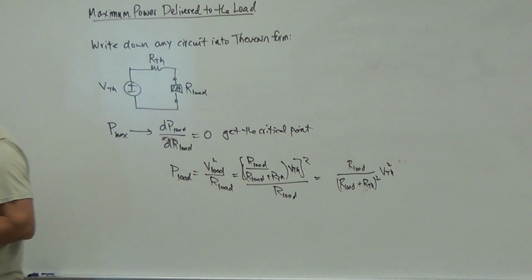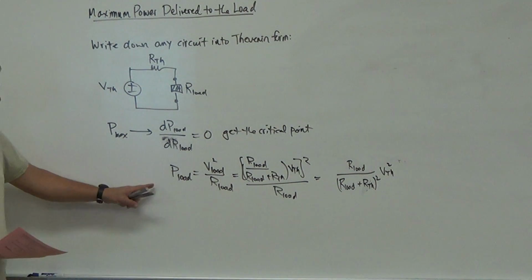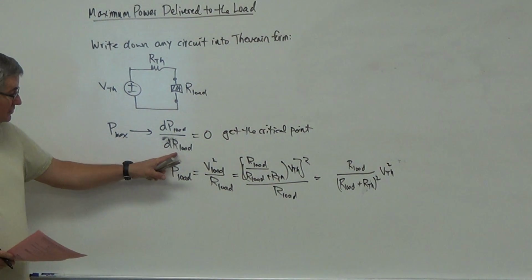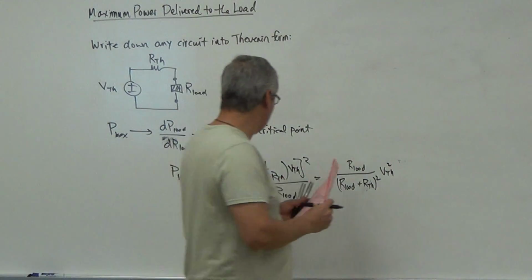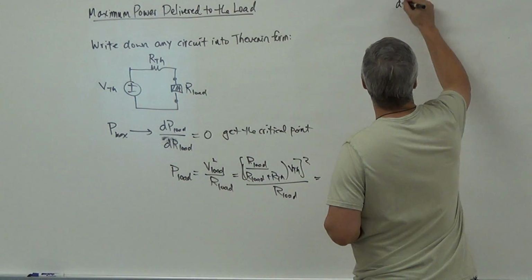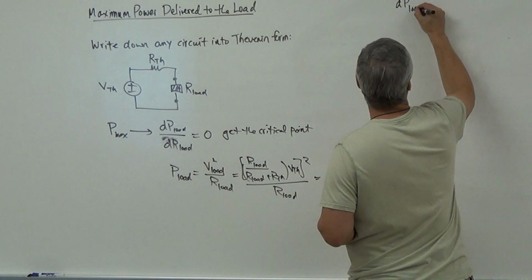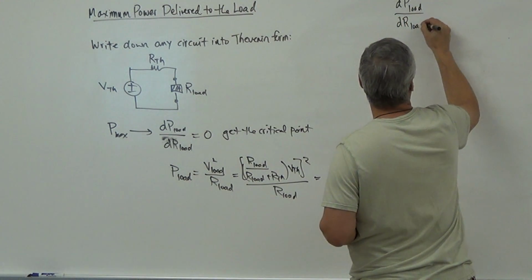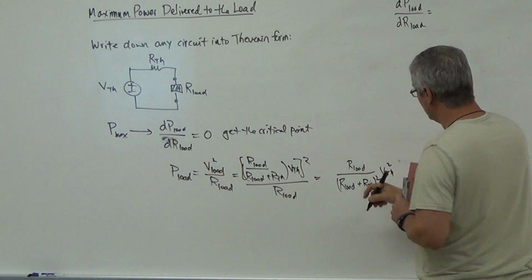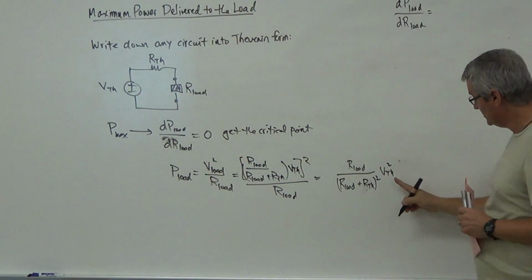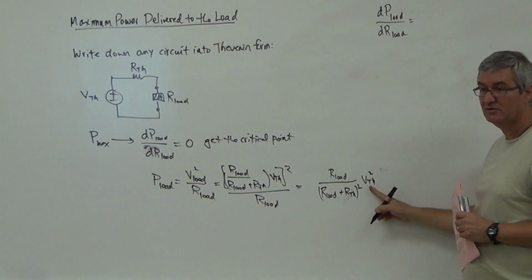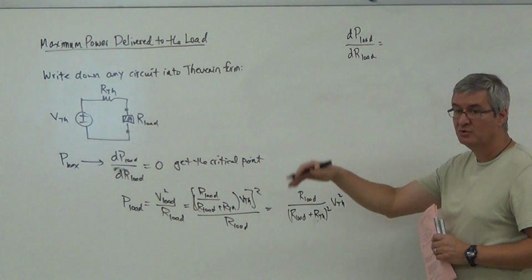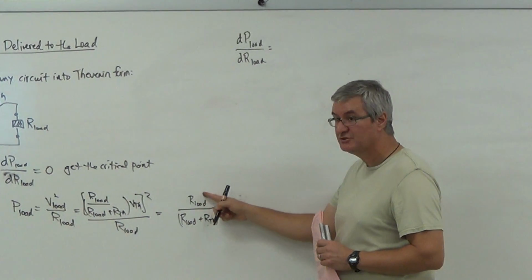So I get that guy right there. So now all I've got to do is take the derivative of that quantity right there. If I want maximum power, to get that critical point, I take the derivative of this guy. Note VTH is a constant, so I don't care about that. I'm going to ignore that and only look at that ratio right there.